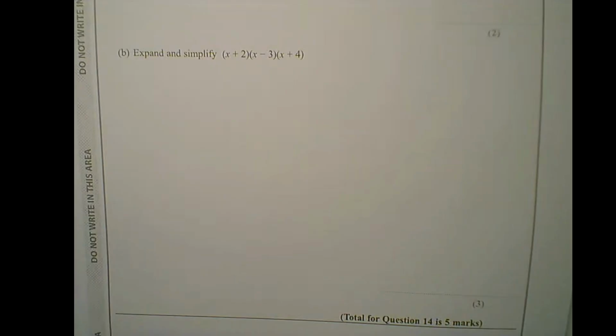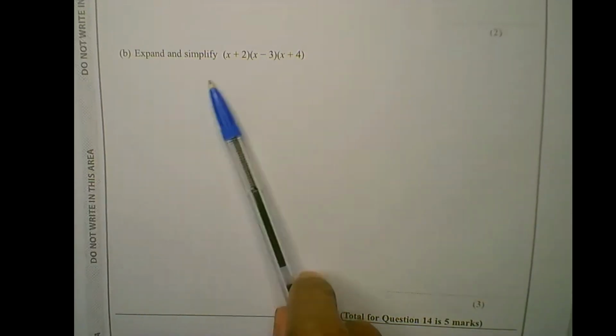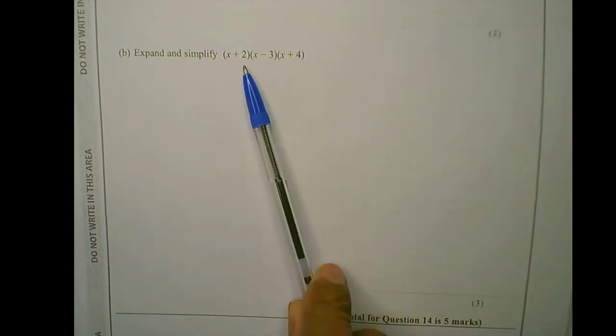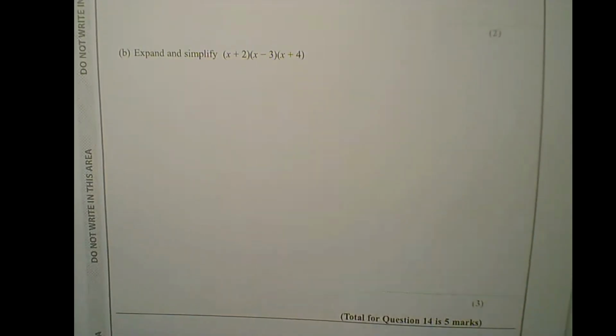And if you're following me, let's have a go. So similar to before. We've got expand and simplify x plus 2 times x minus 3 times x plus 4. The difference with this question is we've got a negative in there. So with the negative, we just have to be a little bit careful.